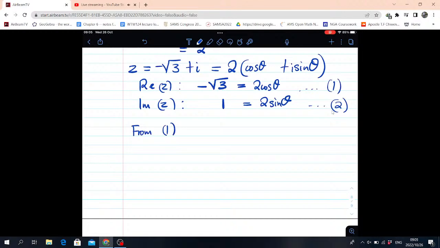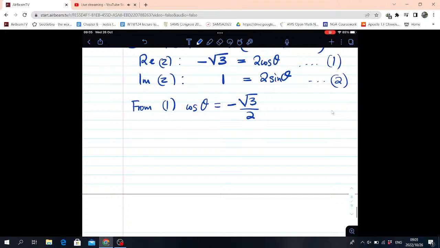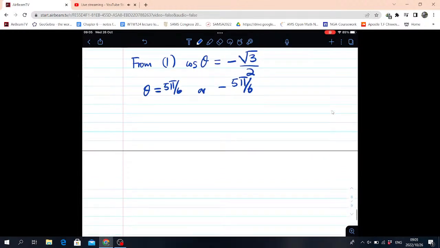what it means is cos theta is going to be equal to minus the square root of 3 over 2. And from there, we see that the only possible arguments we are going to get are 5 pi over 6 or minus 5 pi over 6, right? And so we've got two angles, or two arguments, but we still need to figure out which one is the right one.